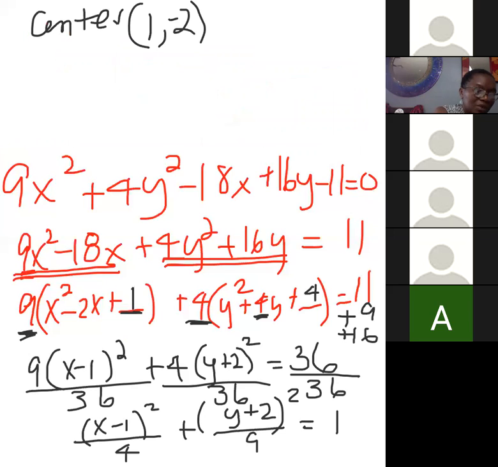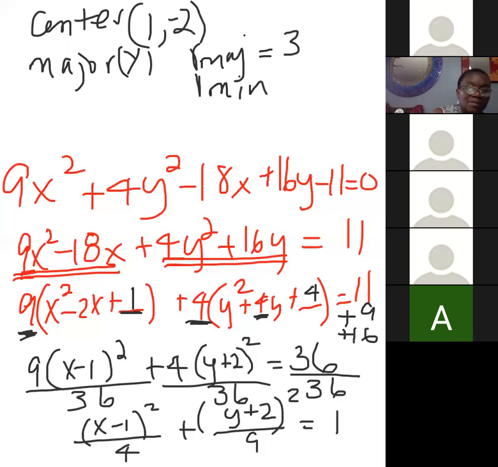Which one is the major axis, guys? Y. Yep, the y. What's the radius of the major axis? 3. Take the square root of the 9. What's the radius of the minor axis? 2. Very good. What's the length of the major axis? 6. Good. What about the length of the minor axis? 4. Very good.